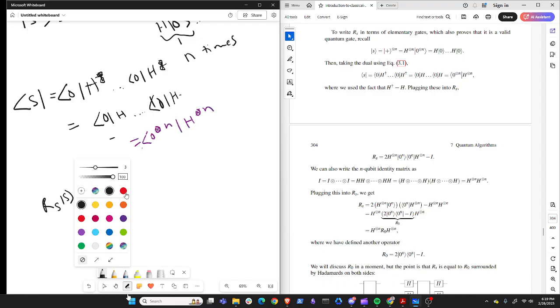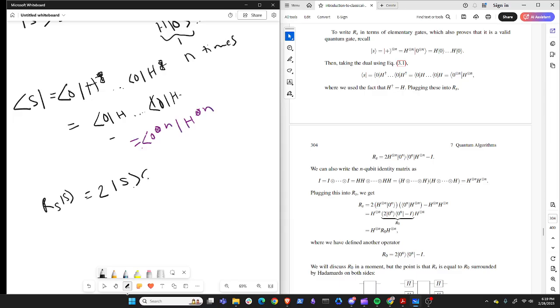R of s equals, so we initially had 2 s minus I. Now we can replace state s and the dual of s, ket s and bra s, with 2 of Hadamard tensor product n times, ket 0 n and bra 0 n, H tensor product n times, minus I.